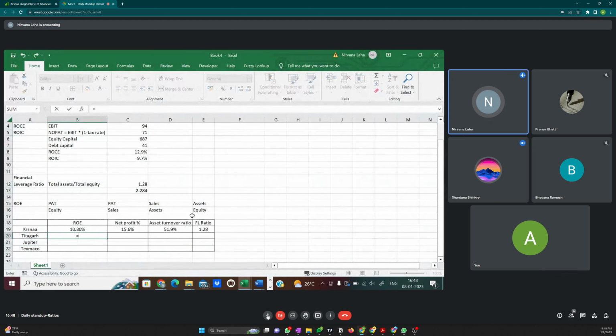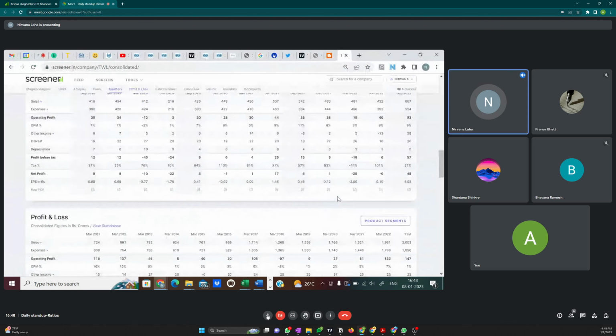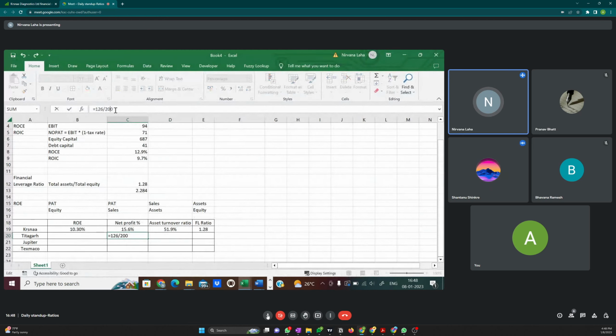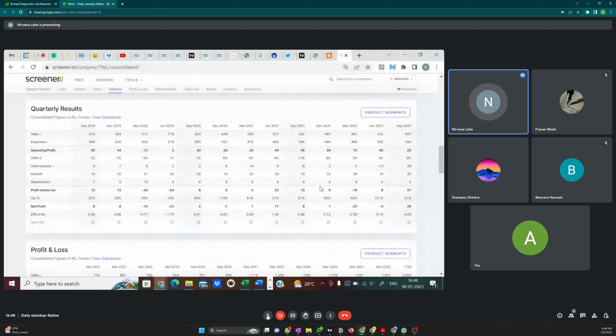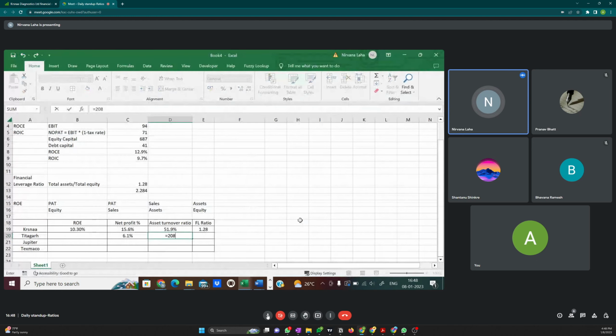So this will be 126 divided by 2080, so say 6.2%. Now let's look at asset turnover. Again, we'll use the same sales, 2080. It shouldn't matter, but let's try to be as accurate. So 2080 divided by the total assets. Let us take the latest total assets. So it's 2033. So 2080 by 2033. This is not bad for a railway heavy engineering company.